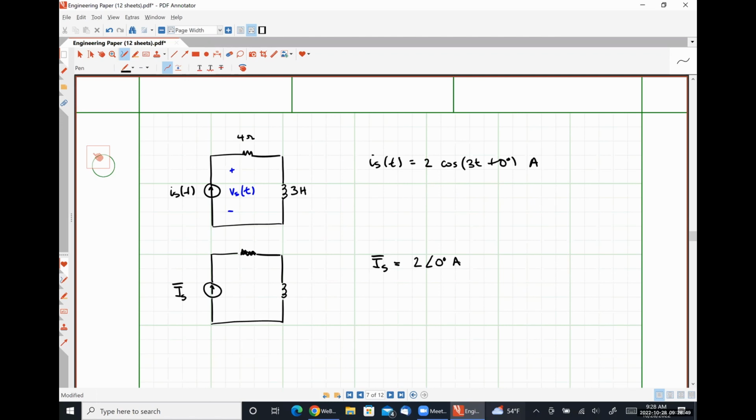Now I need to convert my other components into the frequency domain. So the impedance of a resistor is the resistor value itself. So our 4 ohm resistor is a 4 ohm resistor. Our 3 Henry inductor is going to be represented by its impedance. So J omega L. So omega is 3 and L is 3. So this is going to look like a J9 ohm impedance.